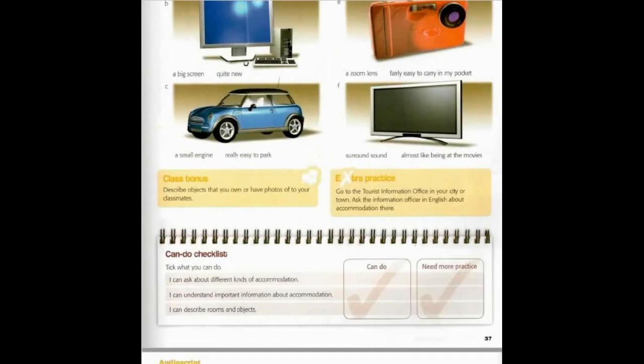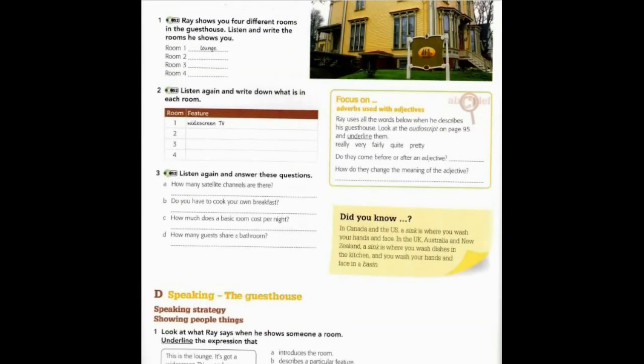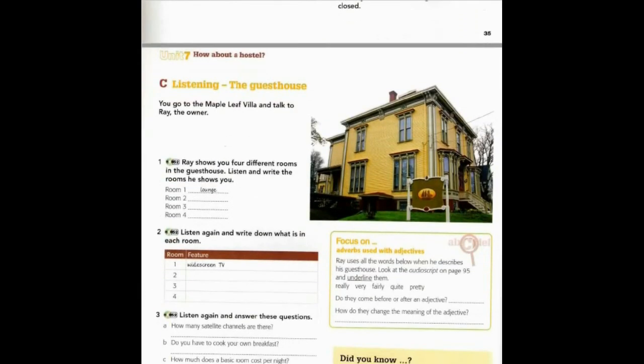Okay. After listening to that clip and following the transcript, let's see what is required to do. Ray shows you 4 different rooms in the guest house. Listen and write the rooms he shows us. Okay, so room number 1 is the lounge. Room number 2 was a kitchen. The third one was a bedroom, while the fourth one was a bathroom.